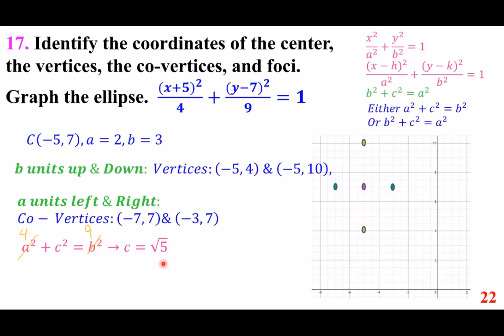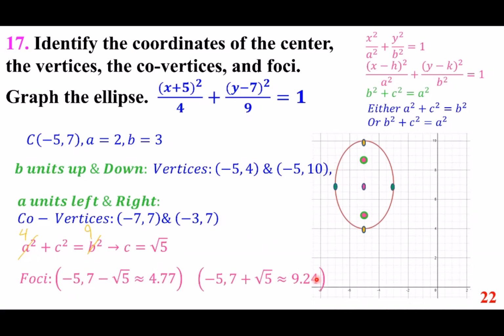So from the center, go up by this much and go down by this much, because those are the vertices, and that would be the location of the foci. So -5 remains the same. 7 minus square root of 5, and then 7 plus square root of 5. Now at this point, you plug it into a calculator. Roughly 4.77, and this one roughly 9.24. You plot those two pairs, and now that's the graph of the ellipse.